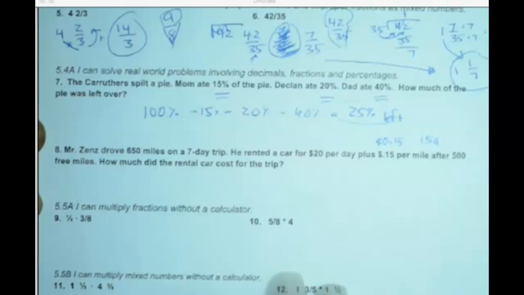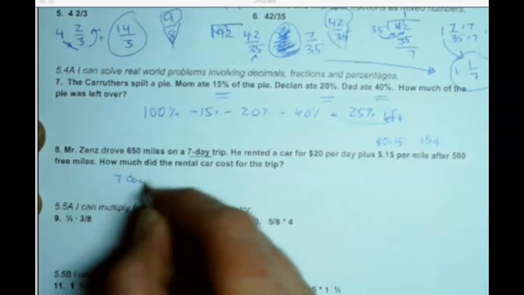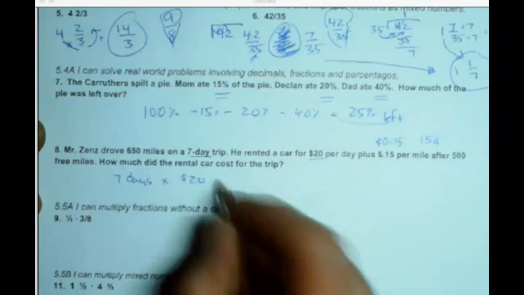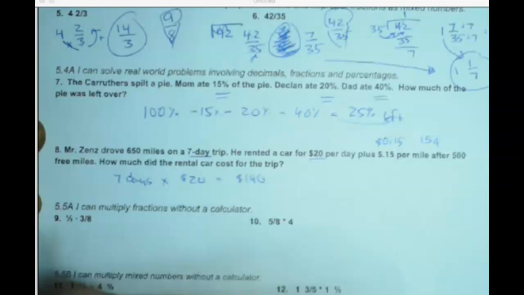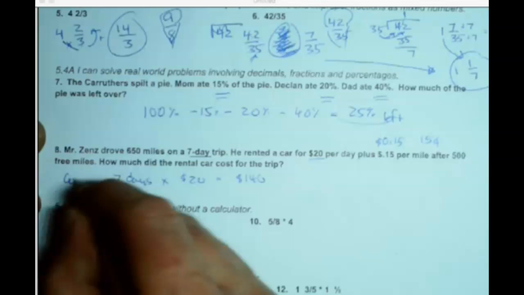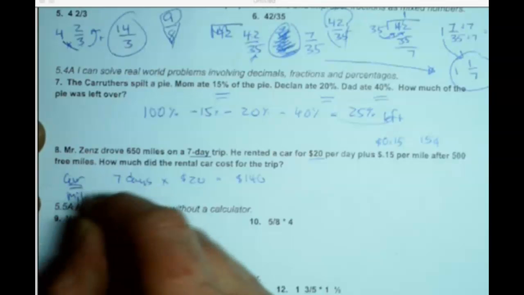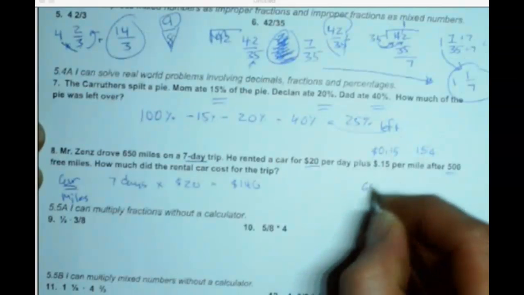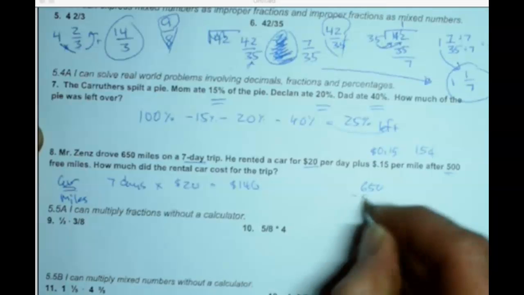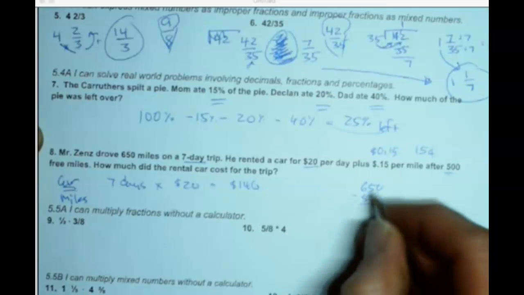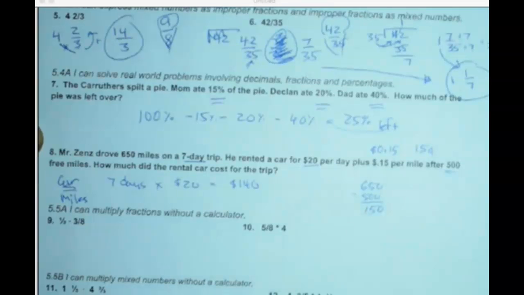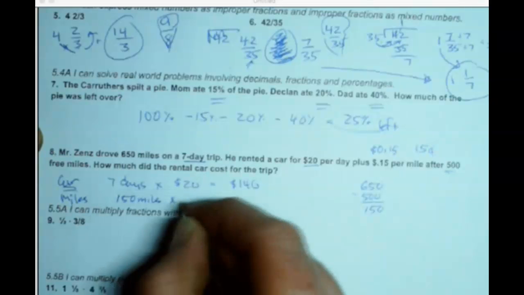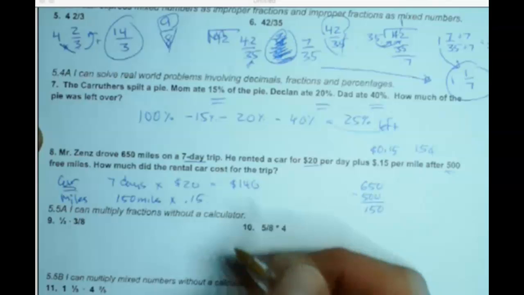All right. Well, he had 7 days, and he paid how much a day? $20 per day. So 7 times 20 is $140. He paid $140 for the car. This is the car. He also paid for miles. Now he got 500 free, so the first thing I'm going to do is take the 650 miles and subtract the 500 that he drove that are free. He has 150 miles he has to pay for. So I'm going to take 150 miles times 0.15. That's what he has to pay per mile. That's going to be another total.